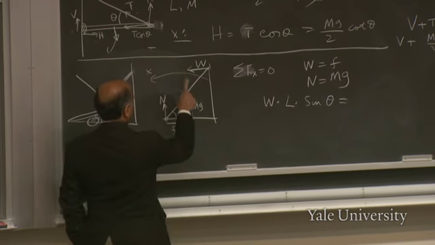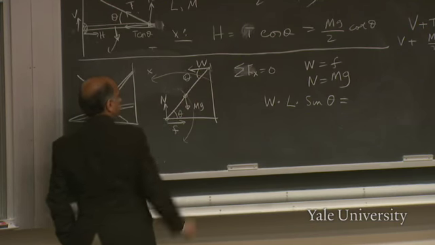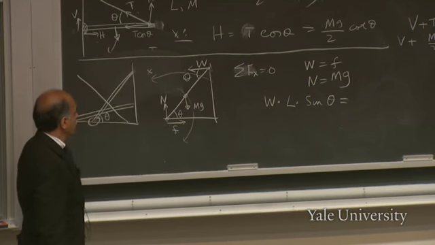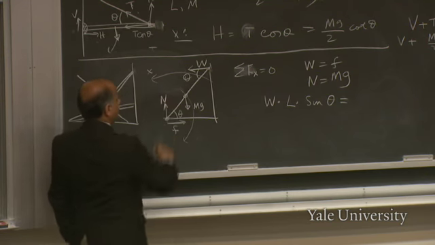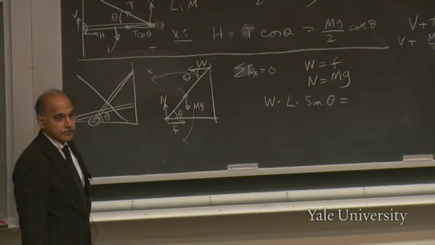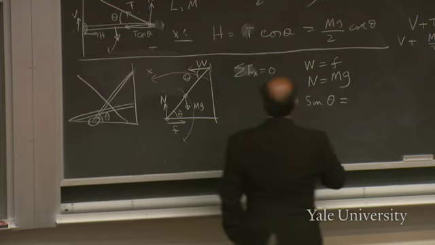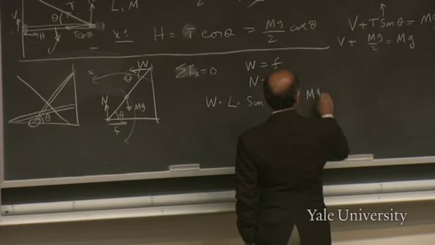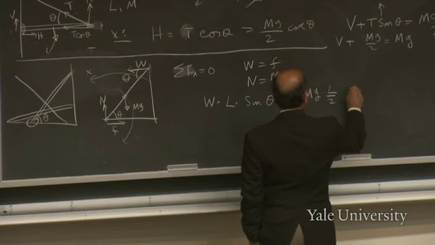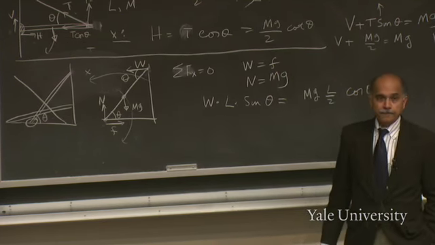W is the force, the distance is L, the length of the ladder, and this theta and that theta are equal by some theorem we learned in high school, that if you got two parallel lines, the angle is the same, so the sine theta you want to use is that. That's the torque due to the wall. The torque due to gravity is mg L over 2 cosine theta.